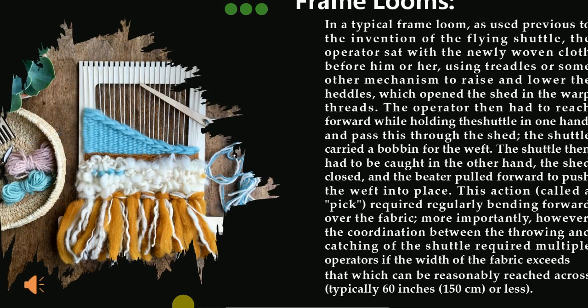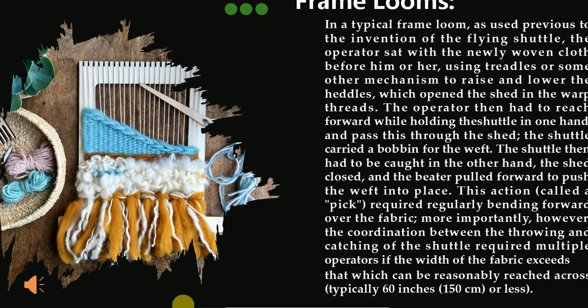In a typical frame loom, as used previous to the invention of the flying shuttle, the operator sat with the newly woven cloth before him or her, using treadles or some other mechanism to raise and lower the headles, which opened the shed in the warp threads.